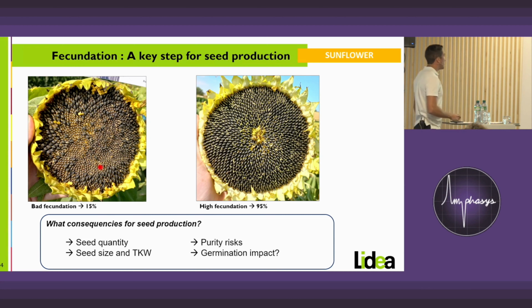Also, a bad fecundation like that could be due to a bad pollen quantity in the field. So you can have purity risks if other pollen fecundates your female, and purity risk is really a problem for the market. Also, some studies show an impact on germination when you have a bad fecundation. These studies are mainly for rapeseed, but maybe for sunflower it could happen also.